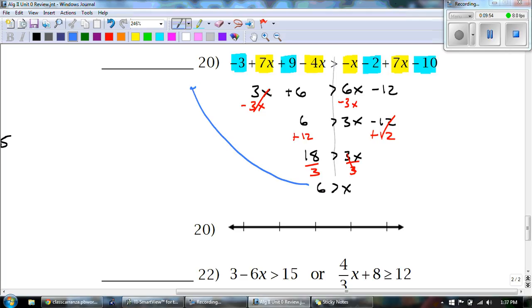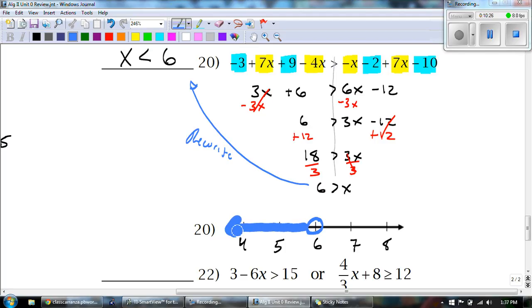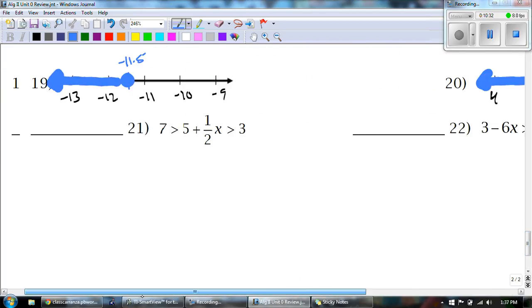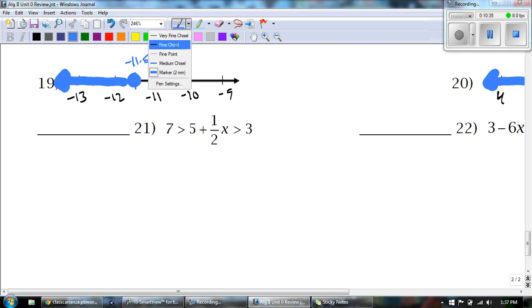And then when I go for my final answer up here, I need to rewrite. I want the variable first, then the number, and the inequality is pointing at the x, so I'm going to make sure it stays pointing at the x. So I have 6, 7, 8, 5, and 4. At 6, I am open, and I'm going to shade everything to the left.